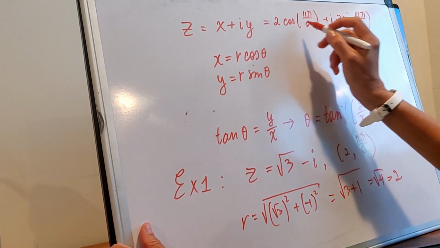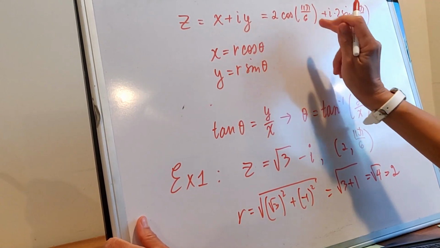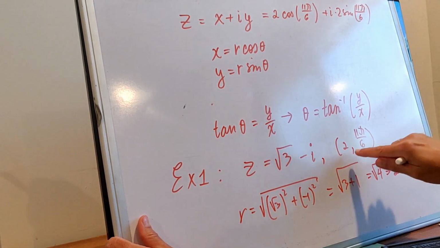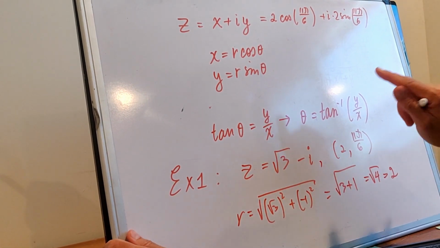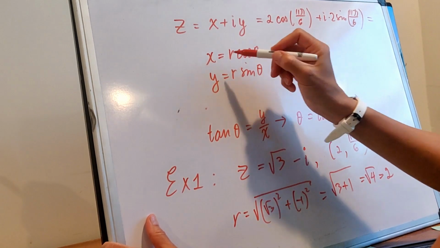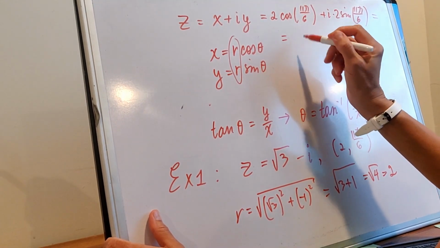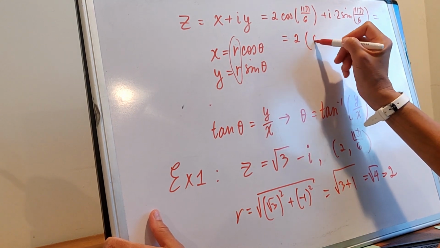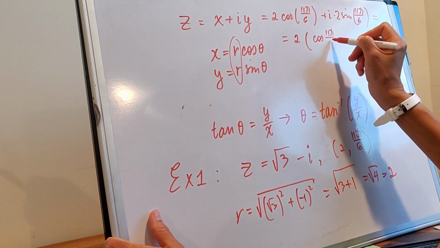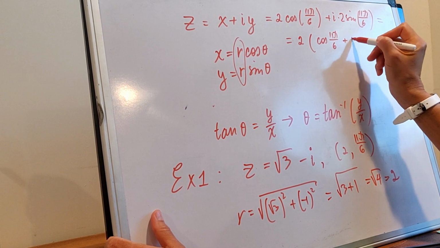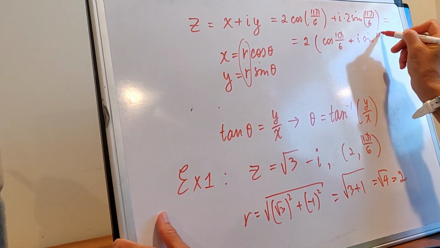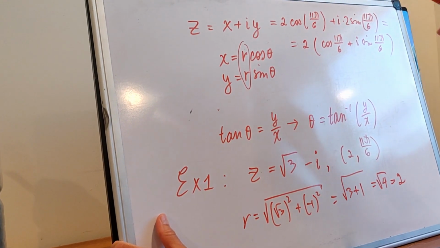And that's going to be a better way to represent a number in polar coordinates than this one, because this one is just the coordinates of a point. You see that r is going to appear in both coordinates, x and y, so we can always take it outside and have 2 outside and the cosine and sine numbers inside, plus i sine 11 pi over 6.